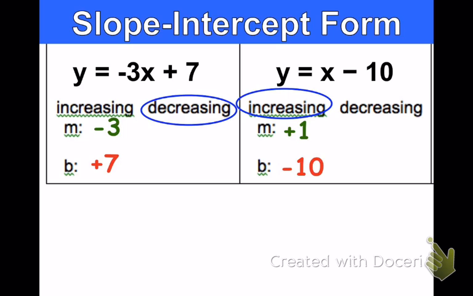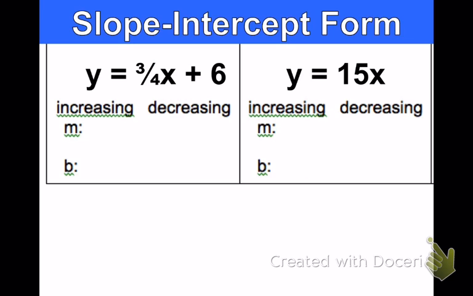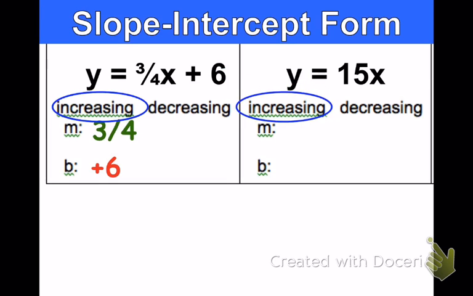All right, let's move on to the next two. I want you guys to do them on your own. Pause the video if you have to, and then check your work. All right, you should have these done. You should have gotten increasing because positive 3/4 is our slope, and our y-intercept is 6. So 3/4, it goes up 3, runs 4. Next one, we have an increasing line. Again, our slope is 15 because it's next to the variable x in slope-intercept form. What is my b value? It's not there. If it's not there, it's the number 0.